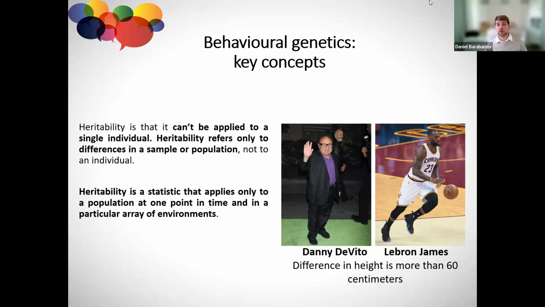So heritability refers to what happens right now in the environmental setting we research. It's not an exact number which will never change. And you need to understand that when you read research in the field of behavioral genetics, because you should be critical of numbers and the heritability statistics it provides.